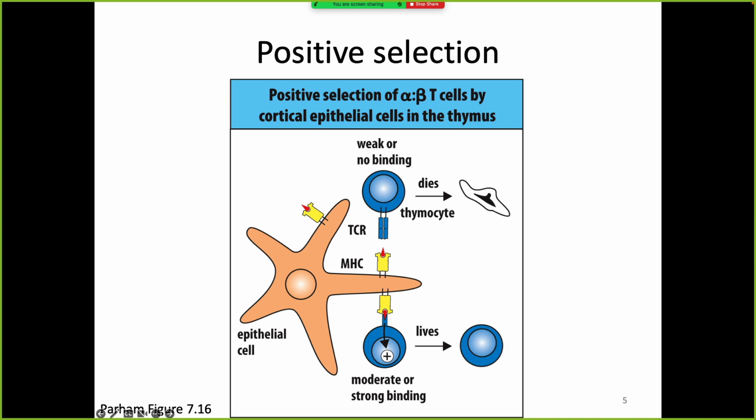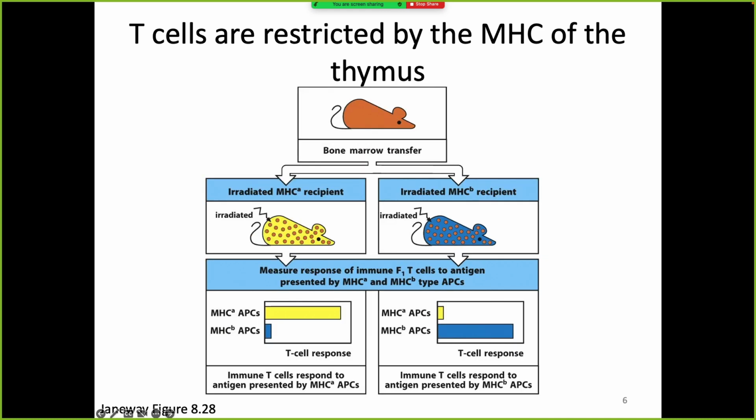Both positive selection, so again, the cell has to get some signal. If it gets no signal, it's going to die. It has to get at least some signal to survive and be a real T cell that's going to leave the thymus. This is how we make sure that T cells are restricted by the MHC of the thymus, because the T cell had to get some signal. If the T cell got no signal, it wouldn't work.